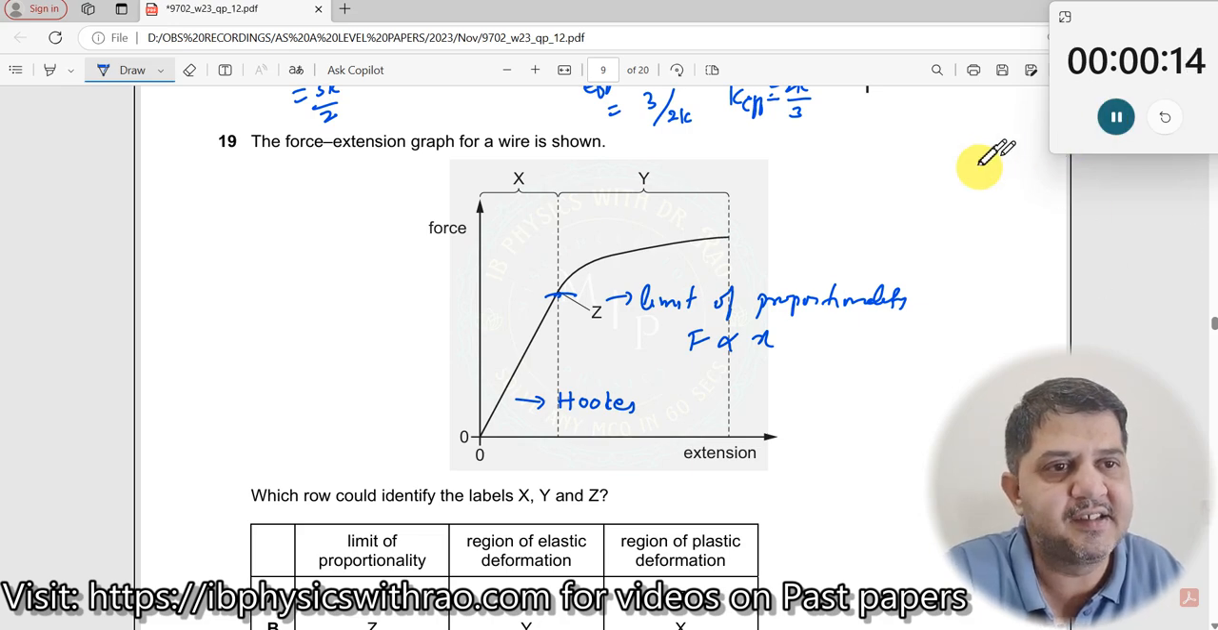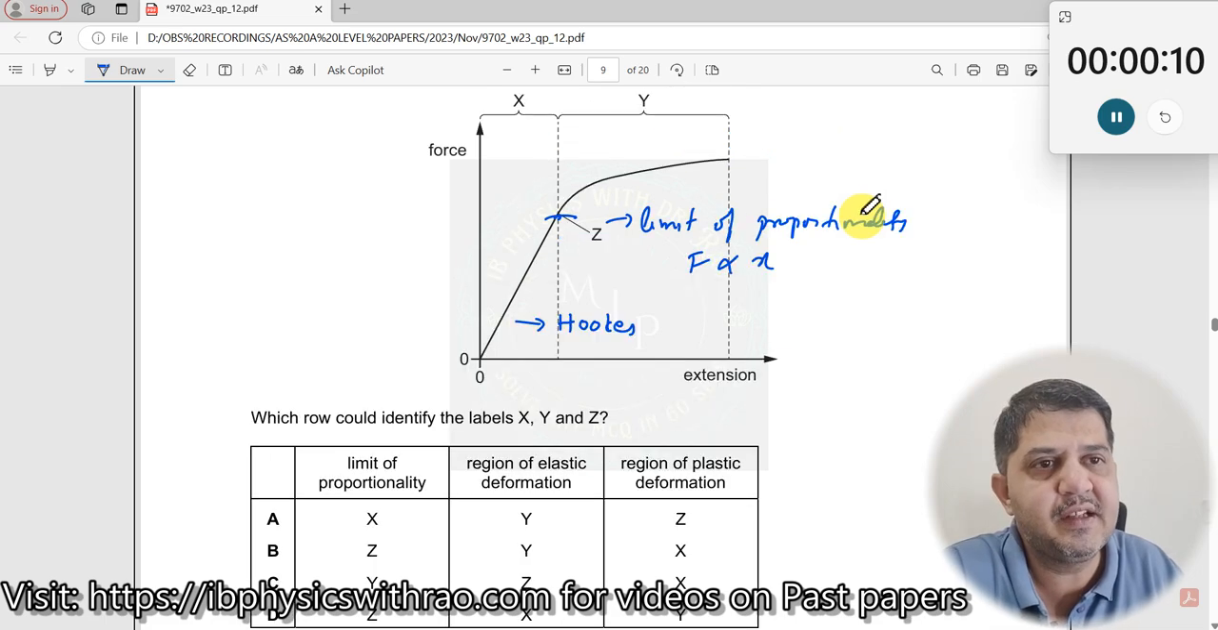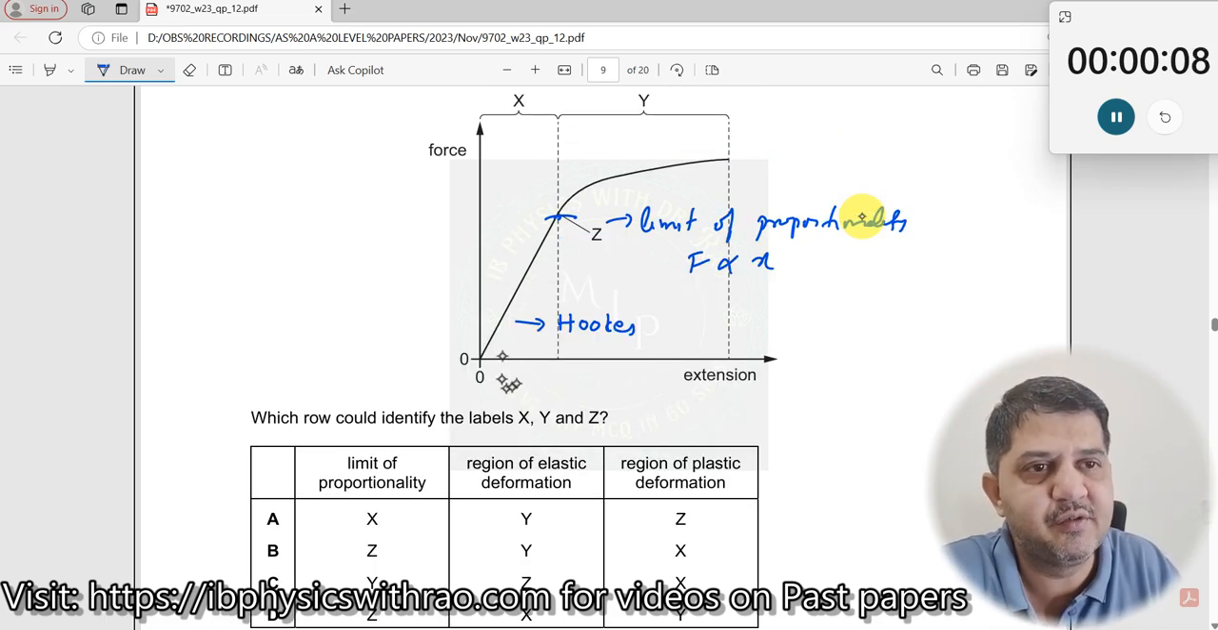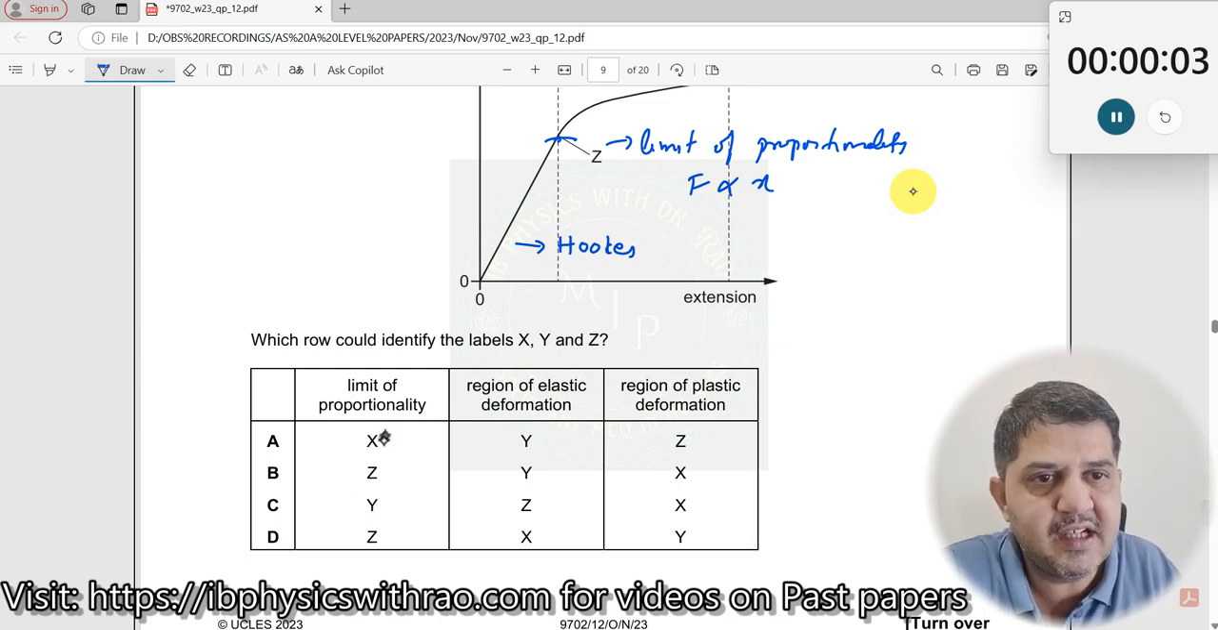Now let us read this. Even if I am able to identify the first two, it's fine. Now what is the first one? This is your x over here, which obeys Hooke's law. So where is x here? Limit of proportionality is z. Okay, we got one point over here.